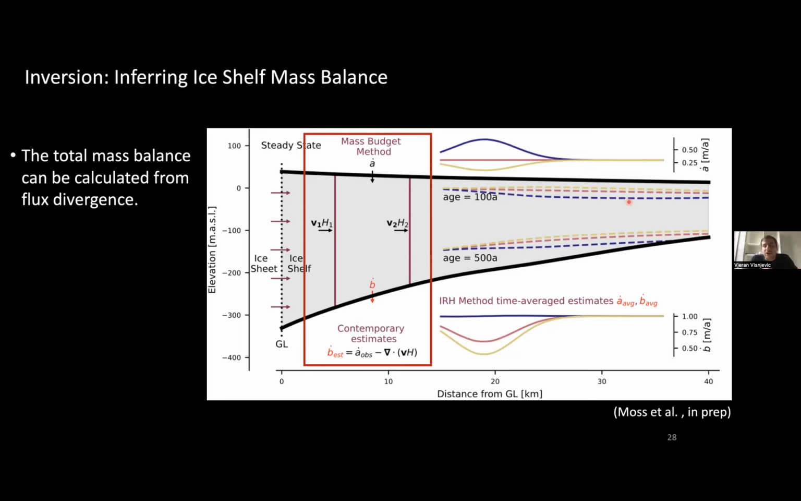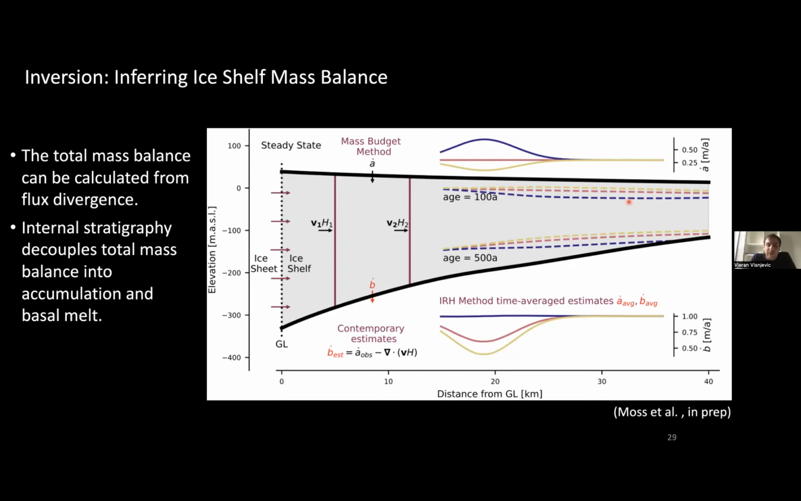And then if we have knowledge about one of them, either the basal melt or surface accumulation, we can obtain the other one. But what Guy is showing in his PhD work is that by using internal stratigraphy, we can decouple this total mass balance directly from isochrones and geometry into accumulation and basal melt. And on the right side of the figure, you can see in the top right corner, a-dot represents the surface accumulation, and at the bottom right corner, b-dot represents the basal melt.